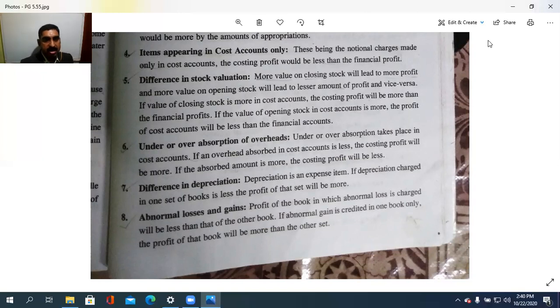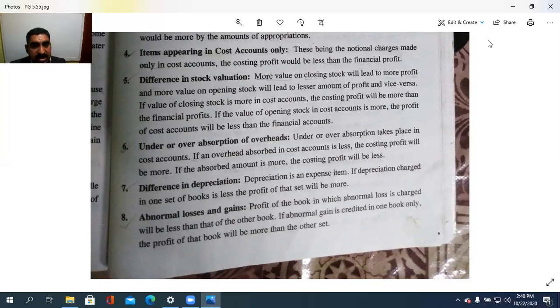So under or over absorption of overhead happens in cost accounts only. If the overhead absorbed in cost accounts is less, that means it is under absorbed, and the costing profit will be more. So what does it mean? If there is under absorption, the costing profit will be higher than the financial profit. If it is over absorption, where more is absorbed, what is that? It denotes the costing profit will be less. So that is under or over absorption of overheads.